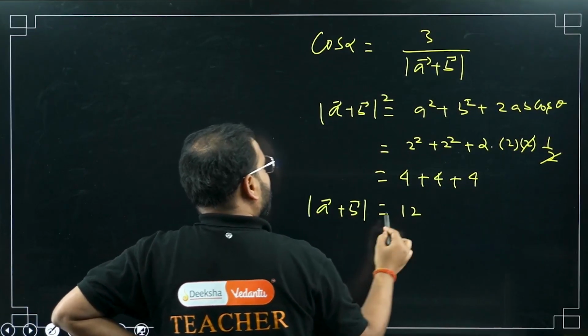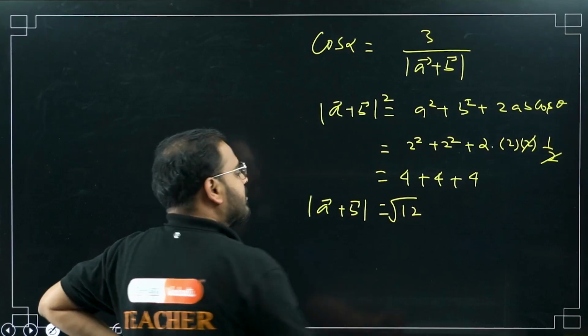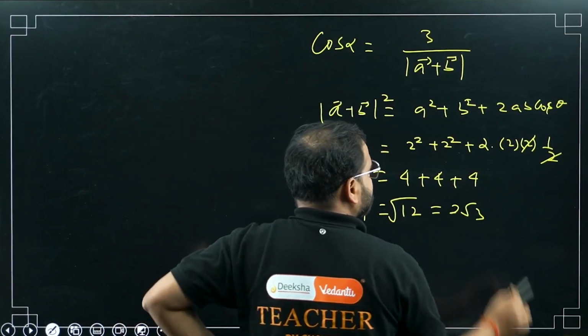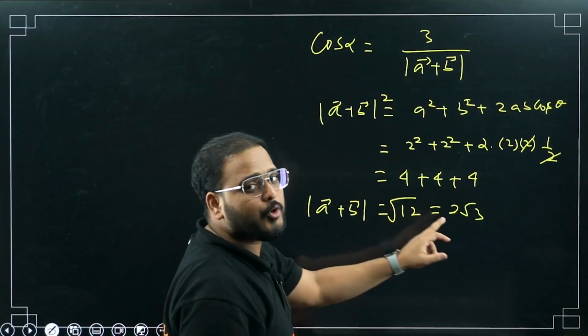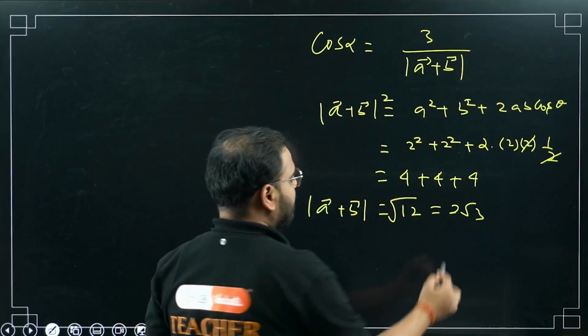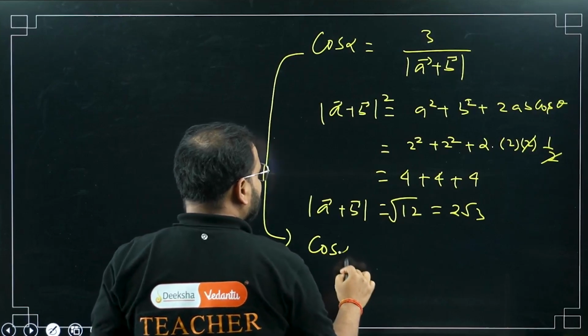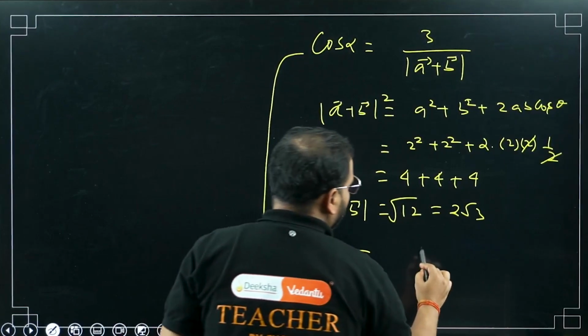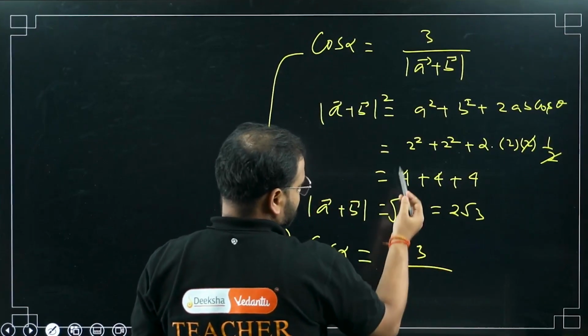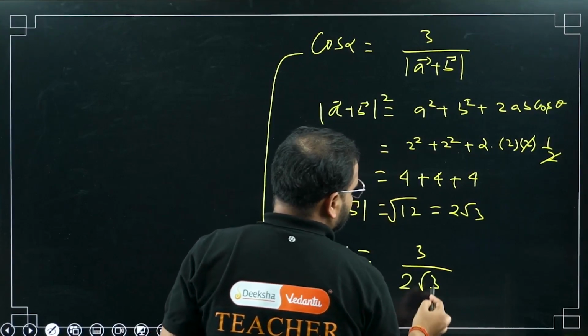I can take the square root on this side, so root 12. How much is that? 2 root 3. Please check. Root 12 means 4 into 3. Take 4 outside, 2 root 3. Now substitute back in this cos alpha. So cos alpha is going to be 3 upon this value 2 root 3. Cancel root 3 with 3.